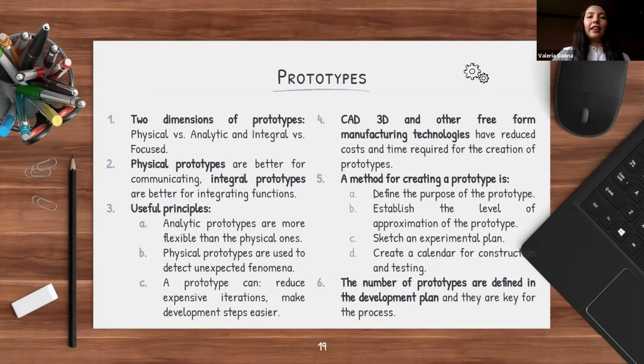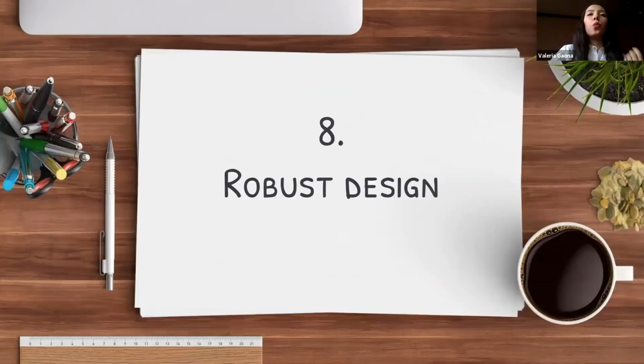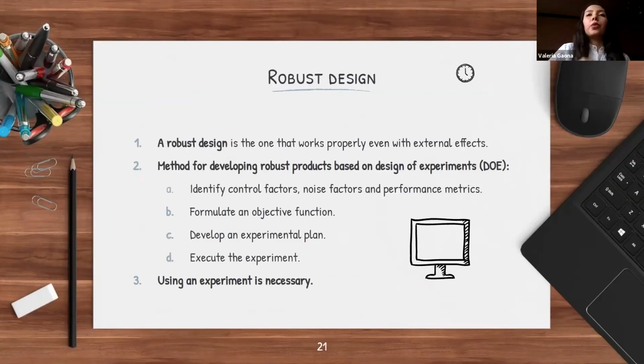So number 8, now we would like to do a robust design. Why? Because this is the one that is going to work properly even with external effects or unexpected situations. This method is based on the design of experiments. So we have to identify control factors, maybe noise, and performance metrics. We have to formulate an objective function, develop an experimental plan, and execute the experiment, which is strictly necessary. It is very necessary because you would like to see how your product is going to work with all the unexpected situations. That's why it is very necessary to do experiments.